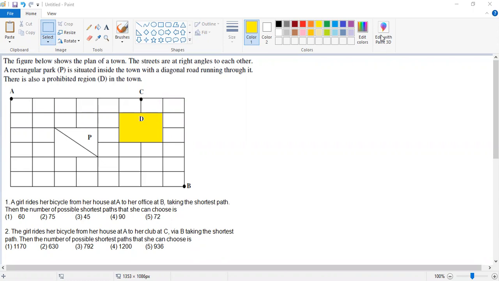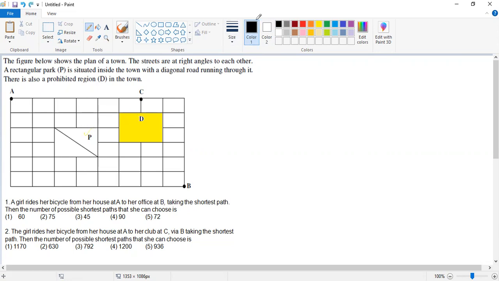So if you look at this question here, it says that in this plan of a town, the streets are all at right angles, so it's a rectangular grid, and it says that there's a rectangular park situated in the town with a diagonal road passing through it. So this is that park that we are talking of. And there is also another region which is prohibited, so that's the prohibited region D here, and that's your park here.